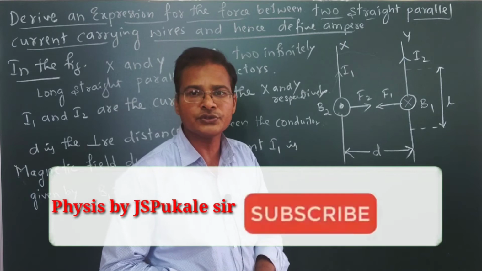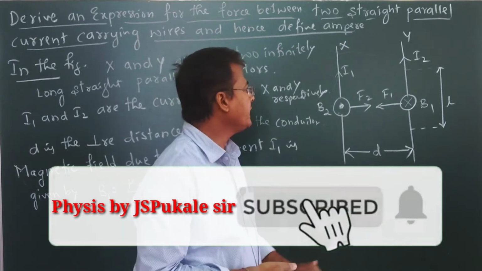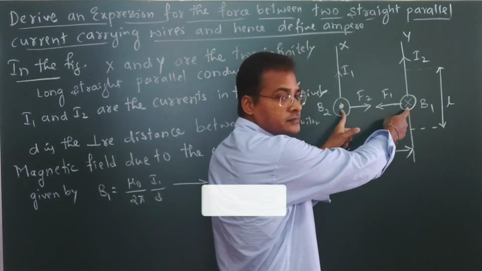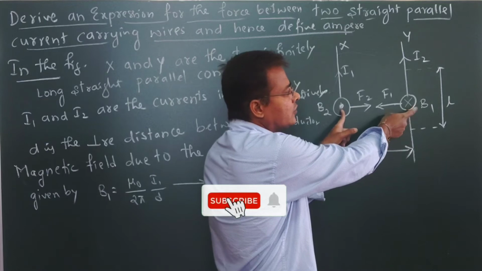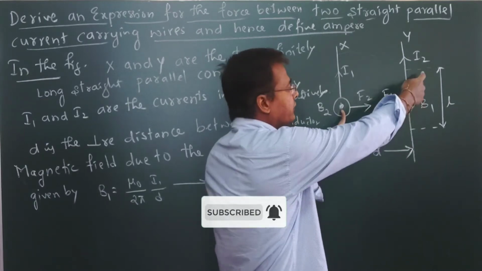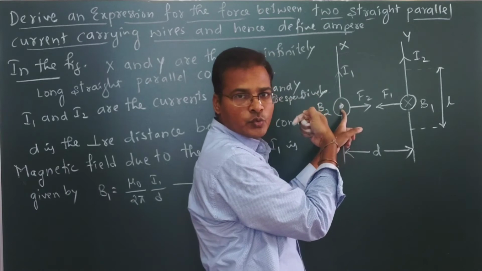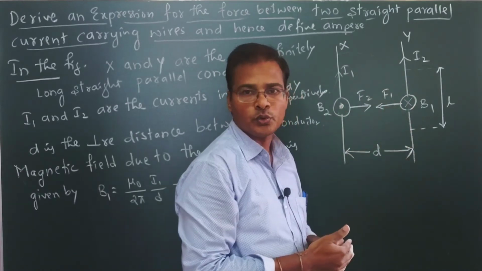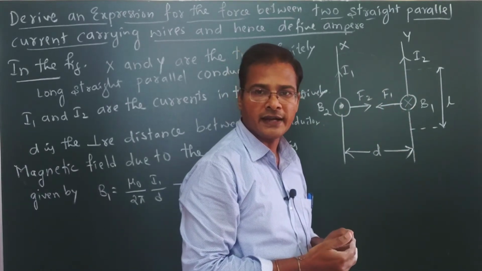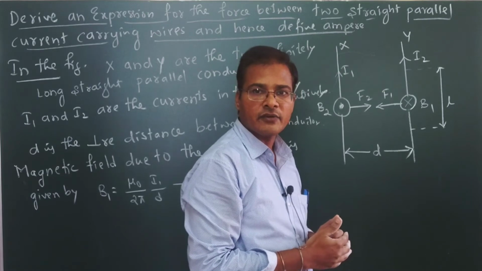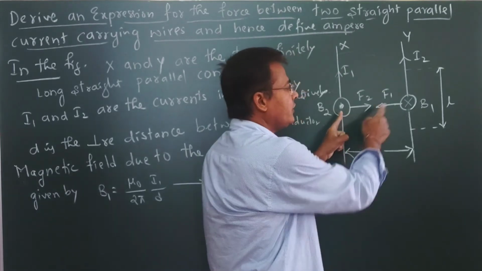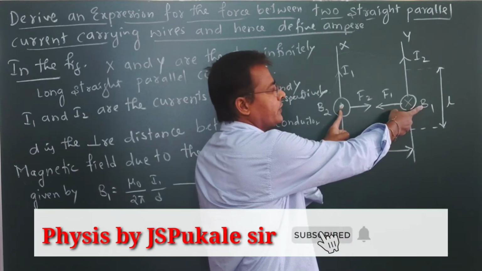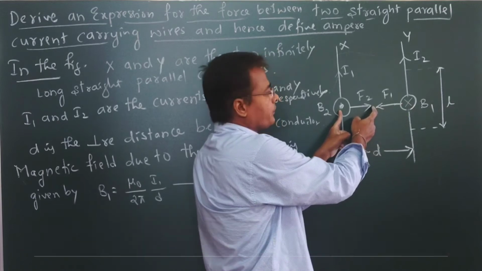How exactly the force is exerted: this is the current flowing in this one. The cross indicates that the current is moving away, and the dot indicates it is coming towards. Towards means it acts like a north pole, and the other one acts like a south pole. Taking the observation point here, that is B1, the force is towards this way.